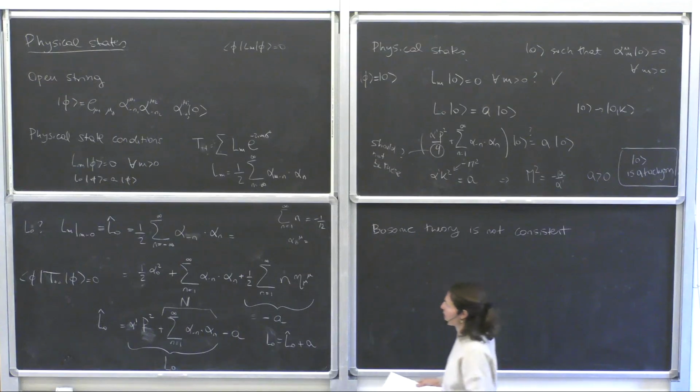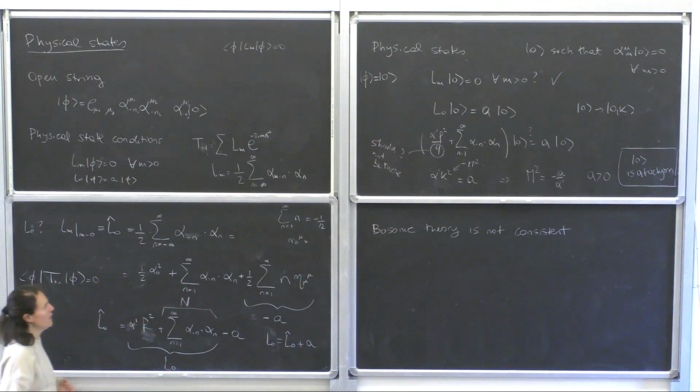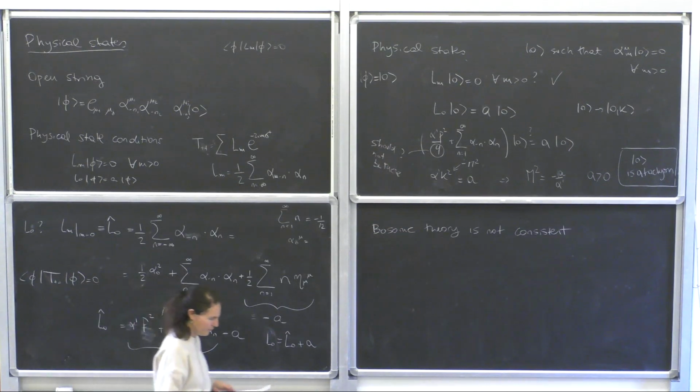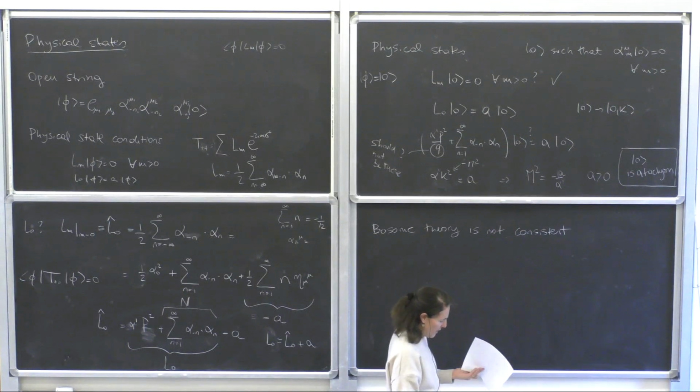But again, one starts from the bosonic theory because the superstring, which is a consistent theory, builds from the bosonic string and adds supersymmetry. So that's why one starts from this.